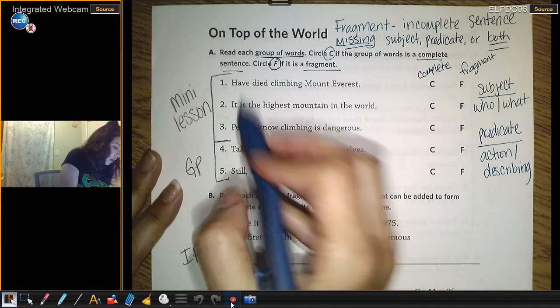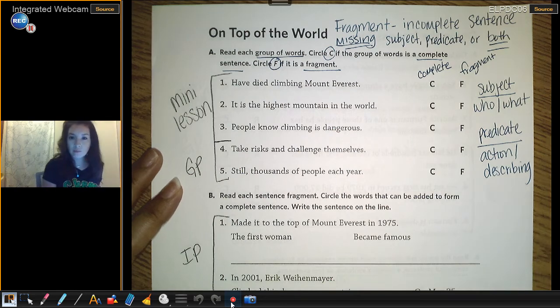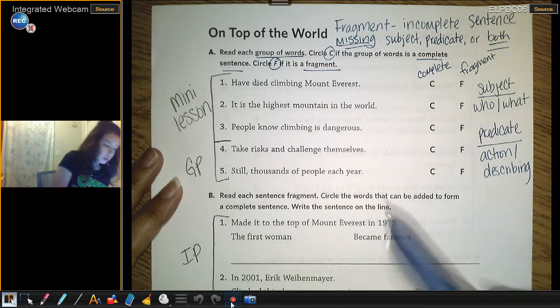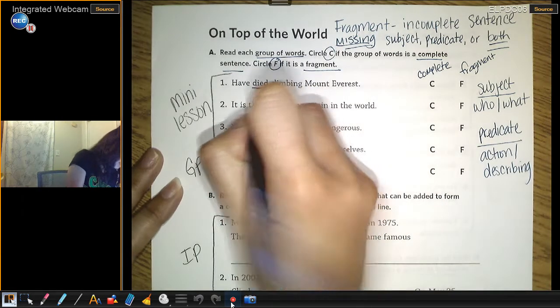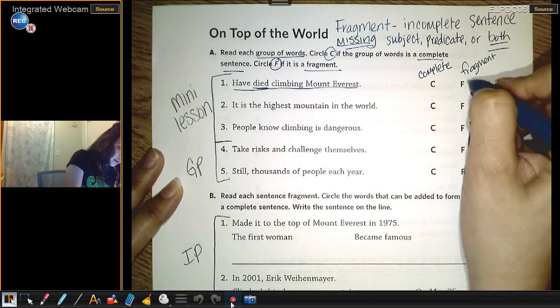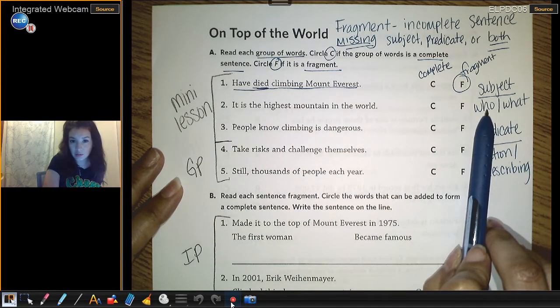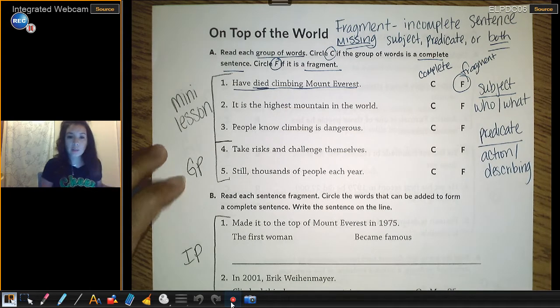Number 1, have died climbing Mount Everest. Well, that's leaving me wondering who has died. We don't know that part, so we are definitely missing a subject here. We know the action died, so we do have our predicate, and this is a fragment. Why? It's missing the subject, okay?